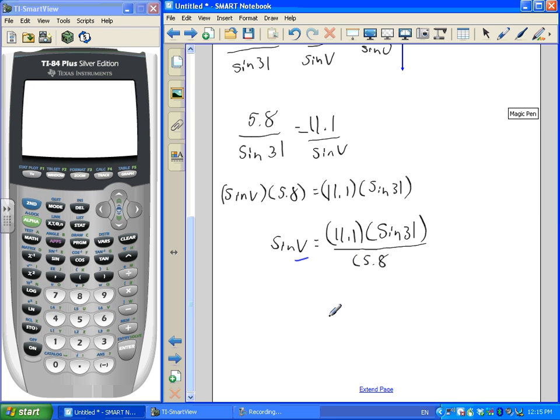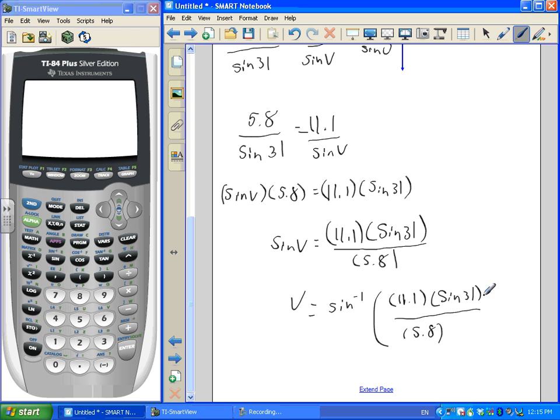I need to isolate this V. So what else do I have to bring to the other side? Sin. And when sin goes to the other side, what does it become? So think of it like this: sin to the negative 1. And then in brackets, I have to do all this stuff first. 11.1, sine 31, 5.8. I forgot to put the bracket here.